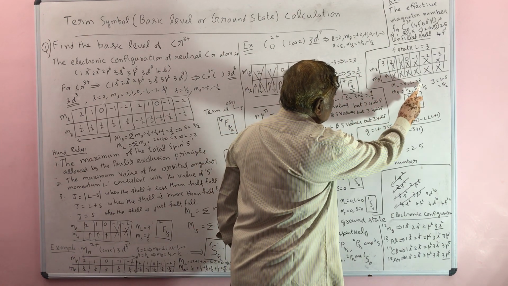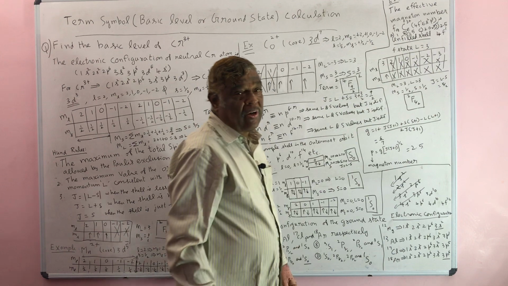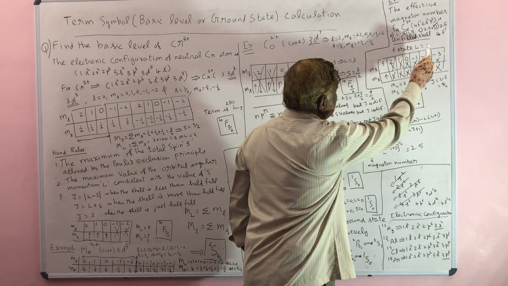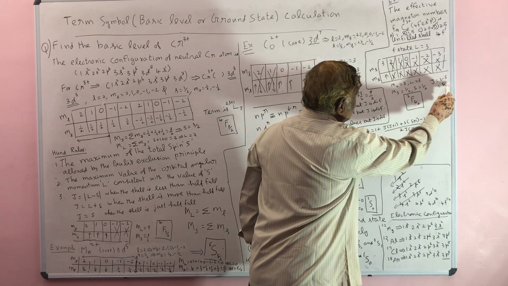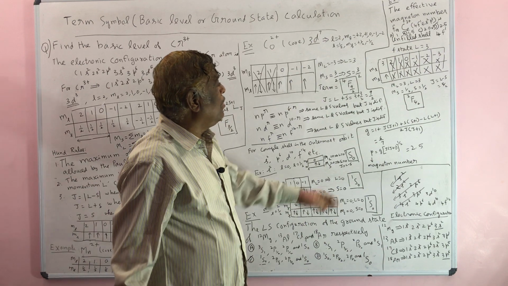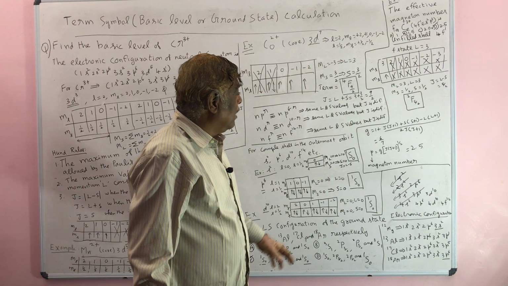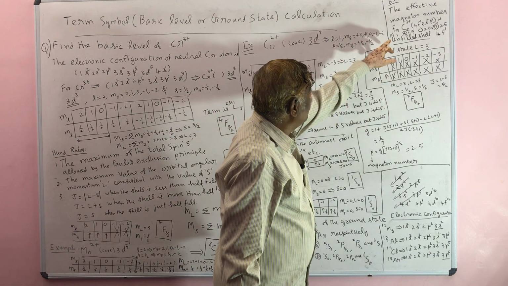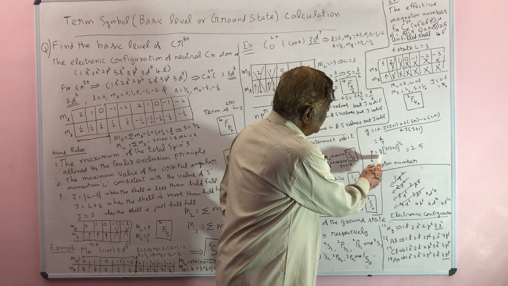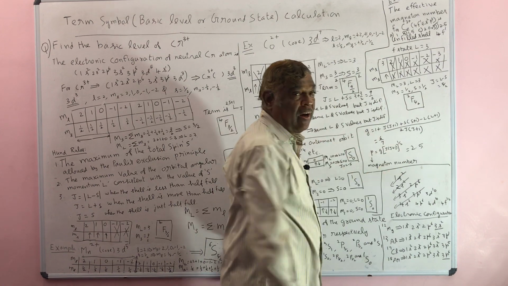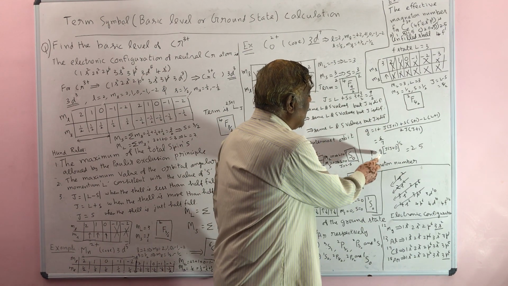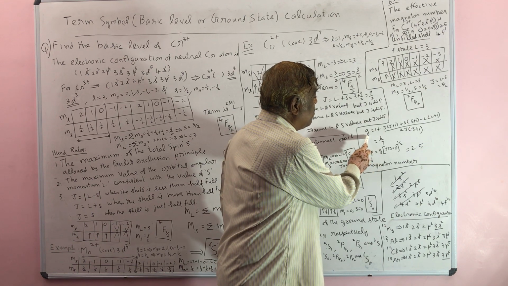So this corresponds to L is equal to 3. Ms is equal to half, corresponds to S is equal to half. So what is J? Since it is less than half full, J is equal to L minus S. So this is 5 by 2. So 2F5/2 is the term value corresponding to this one. Now the question is you have to find the effective magneton number. Effective magneton number is given by g into J into J plus 1, whole power half. So here g is called the Lande g factor. So this is the expression for the Lande g factor.